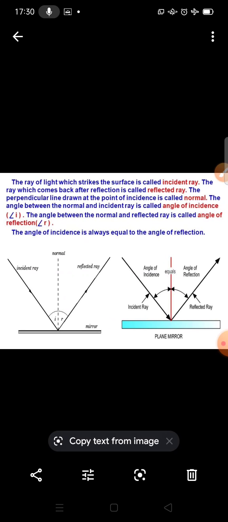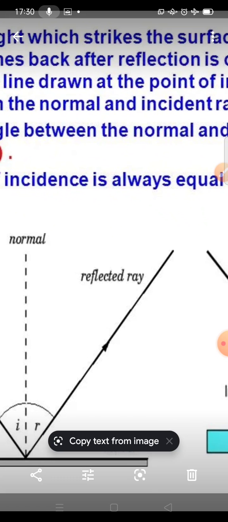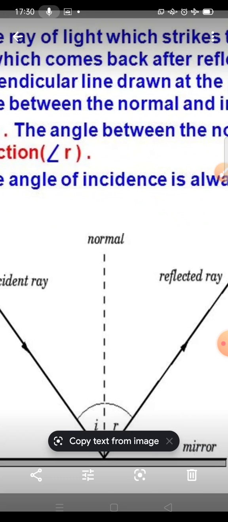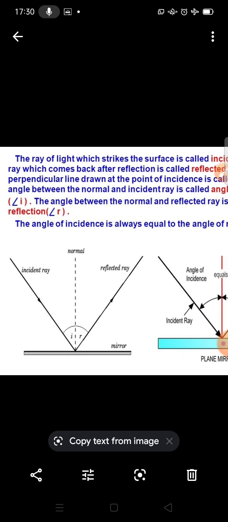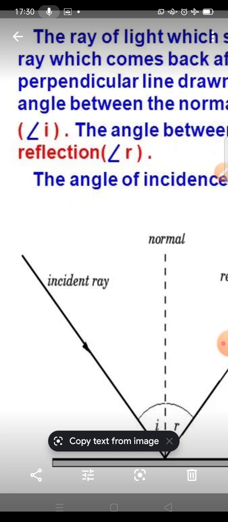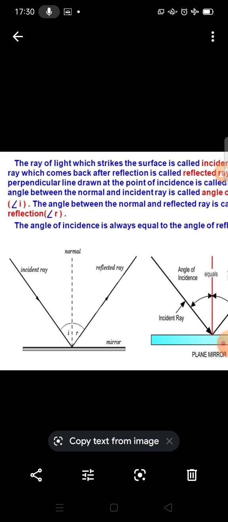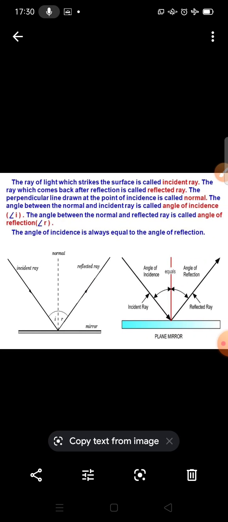We have also discussed the law of reflection. What is the first law of reflection? The incident ray, reflected ray and the normal all lie in the same plane. What is the second law of reflection? The angle of incidence is equal to the angle of reflection. This is the second law of reflection. Angle i is equal to angle r.